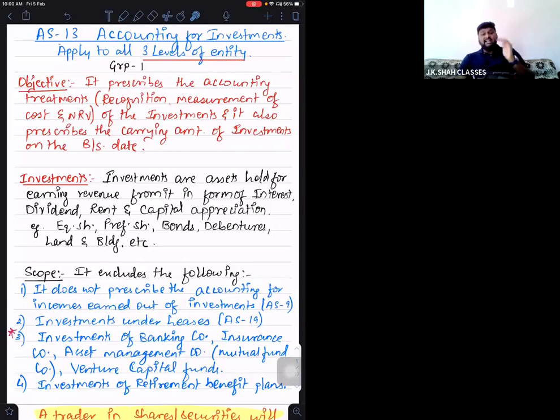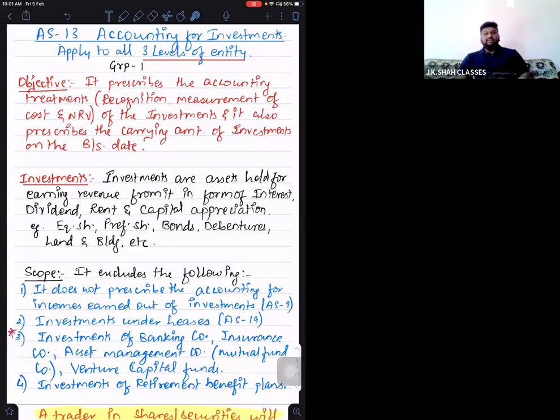I invest in land and building. I invest in land and building for earning 2 things. First, what? Sir, rent. And second, capital appreciation. Right? First, to earn rent, because if I have a property, I'll rent it. I'll earn rent from it. And second, the value of my property also rises.